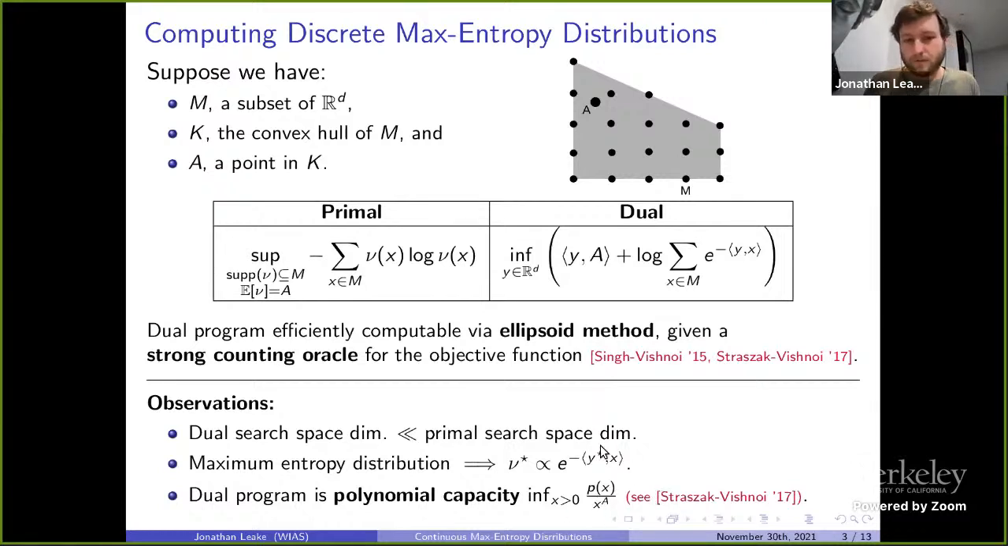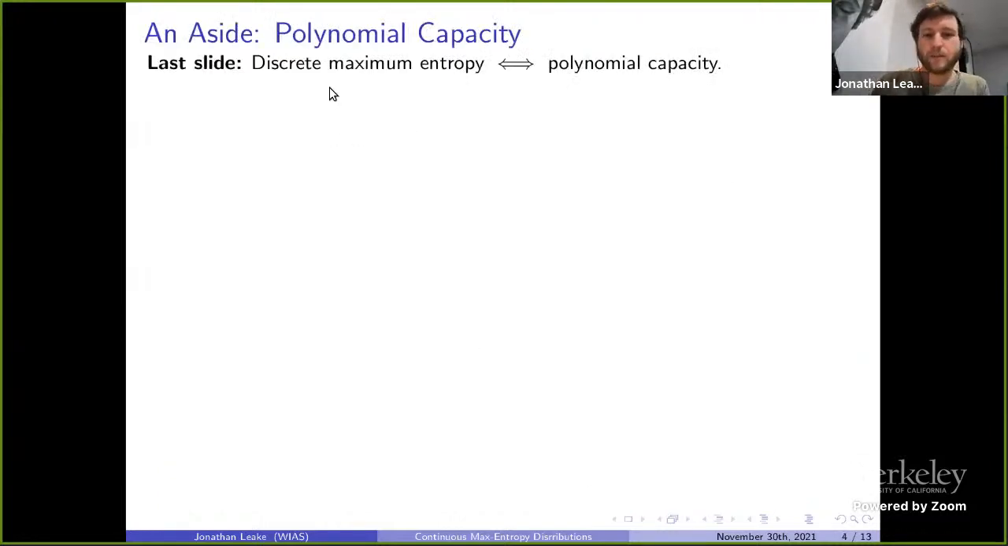Okay. So this discrete case has been solved before by previous works. It has this connection to capacity. Okay, why do I bring up this capacity? So we saw that this discrete maximum entropy is in very strong relation to polynomial capacity. And if you know me or you know the things I like to think about, I like to think about this polynomial capacity quite a bit. So I wanted to give you this aside of all the different places that it appears. And so, discrete maximum entropy programs or some generalization also appear.